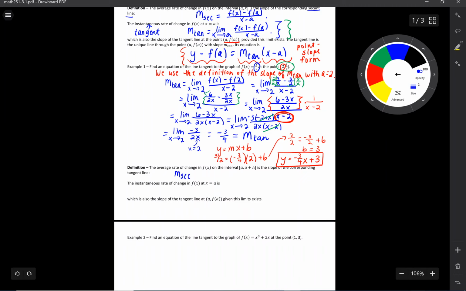So this is the secant line, m sub sec, is equal to, it's still the change in y over the change in x. So my change in y is f of a plus h minus f of a. And my change in x, if I go from a to a plus h, is just h. So this is just change in y over change in x still.